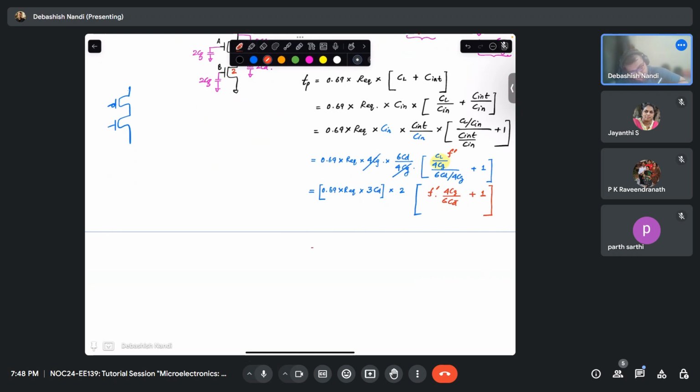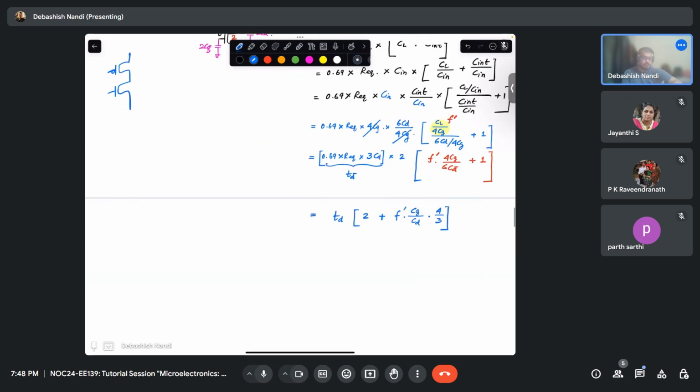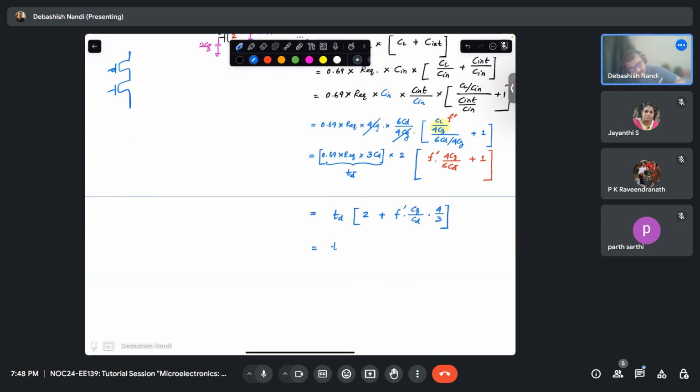So now if you simplify it further, you will have this, we call that TD, and let us take 2 inside, 2 plus, now what are we getting? F dash times CG over CD times 4 over 3. Okay, this we can simply write in generalized terms: TP is equal to P plus F dash times gamma times G.